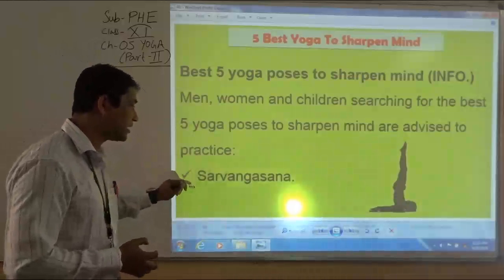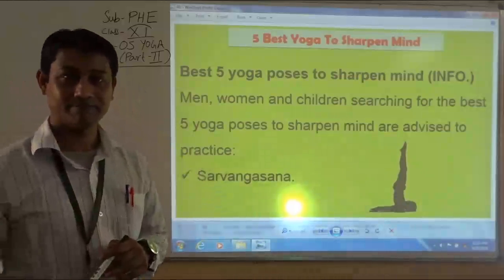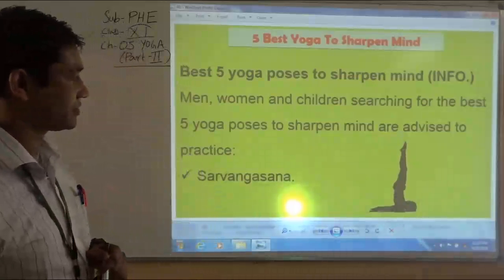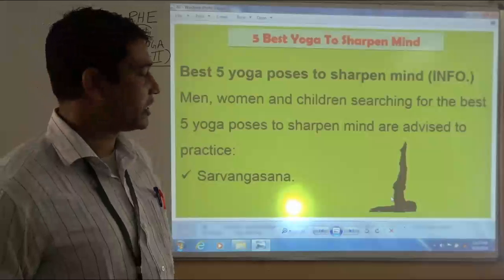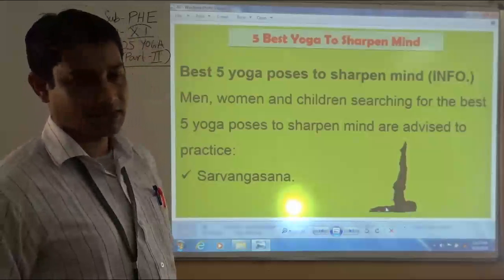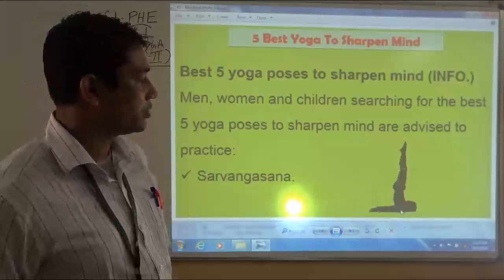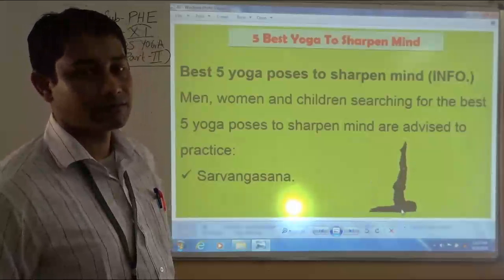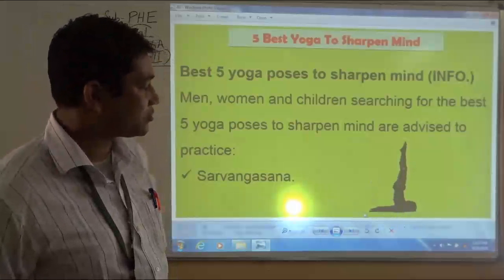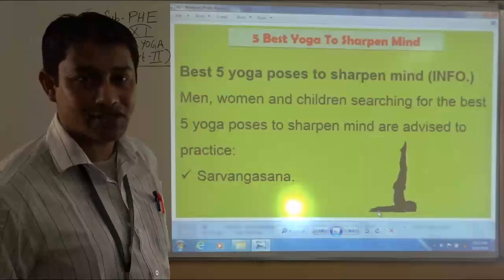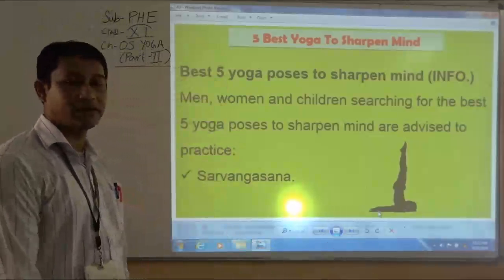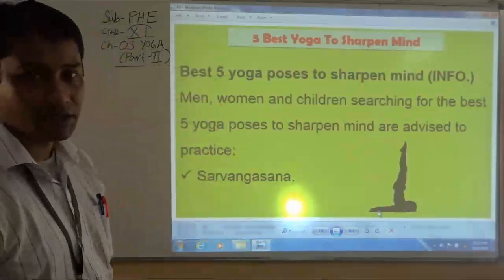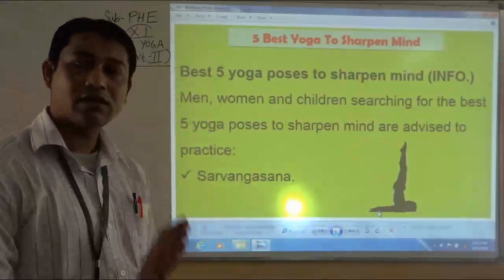First of all is Sarvanga Asana. As you can see in the image students, this is how Sarvanga Asana is performed. It is very much similar to a headstand. Here the entire body weight is on the shoulders and both the hands of the subject are placed straight behind, in contact with the floor, where the palm is facing the floor.